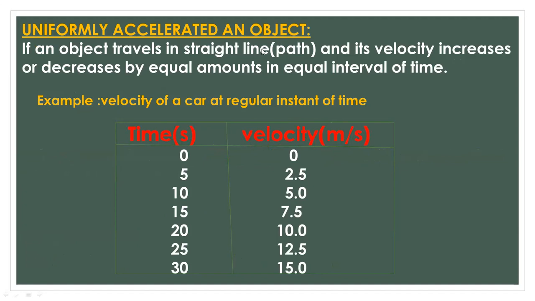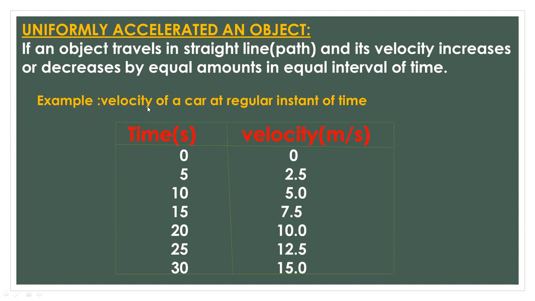It means we are going to study about the graph. Before that, we want to study these two topics. Uniformly accelerated object means if an object travels in a straight line, its velocity increases or decreases by equal amounts in equal intervals of time. That one we already studied in the last class. It means equal distance is covered in equal intervals of time. That is the meaning of a uniformly accelerated object.